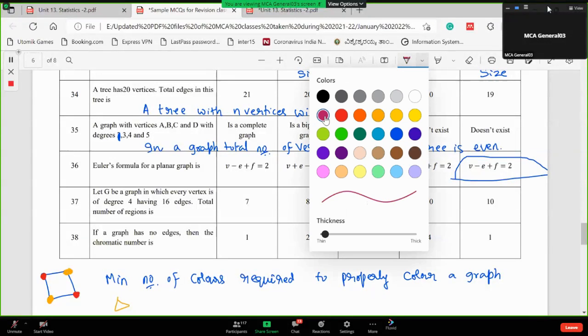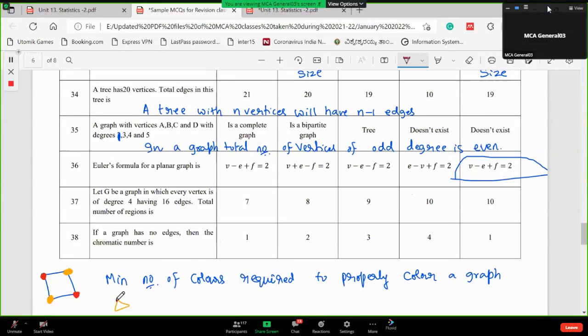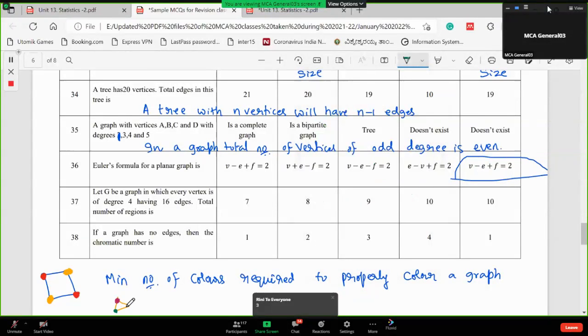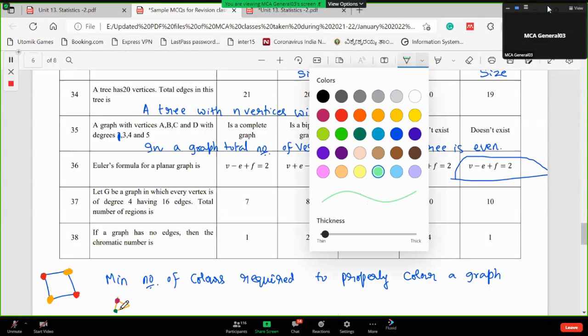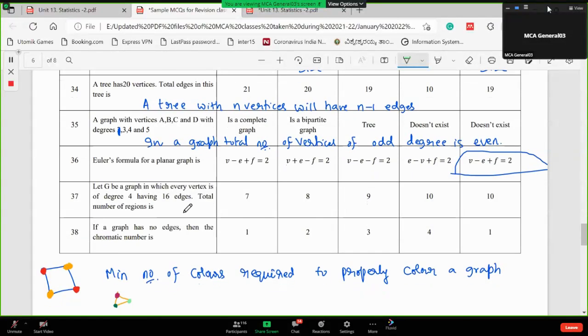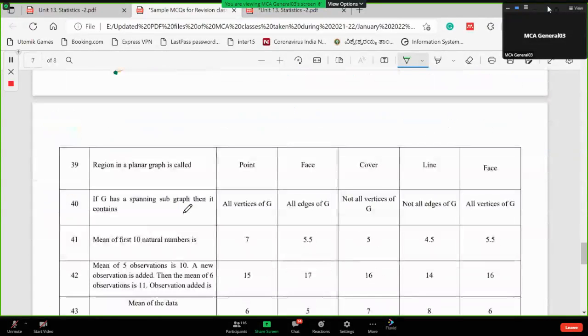what is the chromatic number of a triangle? This one you mark with this color. For this, okay, somebody has answered: 3, yes. If I mark this with a different color, and I cannot use the same color here, I have to use a different color, isn't it? So chromatic number is 3. For a square it is 2. Like that, you can easily solve that problem also.